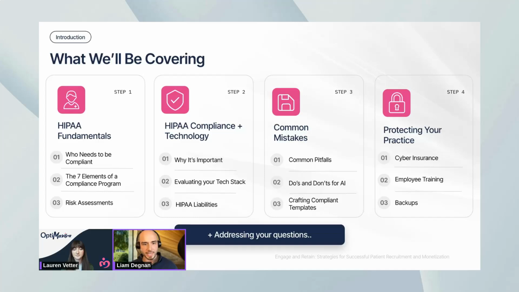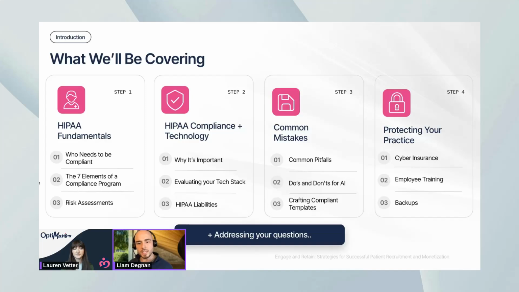I'm probably going to be starting out the session today covering some, call it HIPAA fundamentals. Like, how do I know if I need to be HIPAA compliant? What does it mean to be HIPAA compliant? What are maybe some of the key things that you should be considering as a practice when it comes to your compliance program?